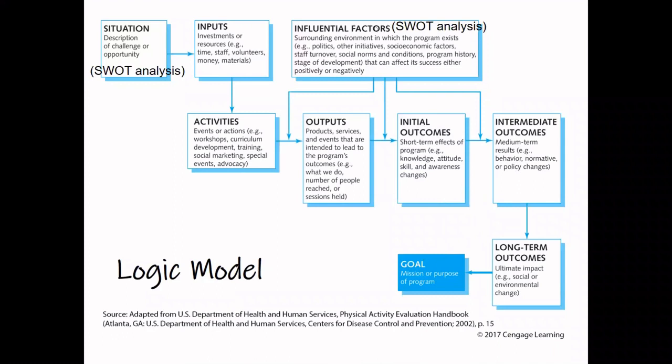So the last thing is these influential factors. This really relates back to the SWOT analysis as well. This is looking at those external factors outside of your agency that may be opportunities or threats for your program succeeding. So let me show you an example of a logic model from the Utah County WIC program to maybe make it a little more concrete.